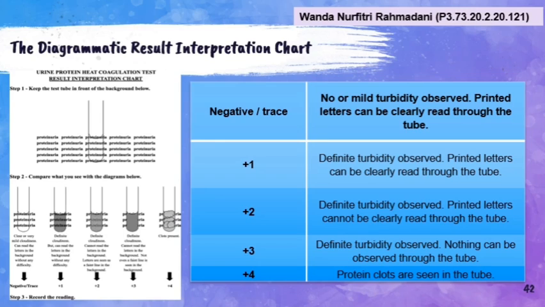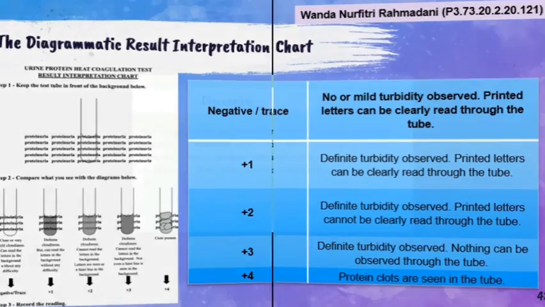And there is +2, which means definite turbidity observed. Printed letters cannot be clearly read through the tube. There is +3, which means definite turbidity observed. Nothing can be observed through the tube. And the last is +4, which means protein clots are seen in the tube.